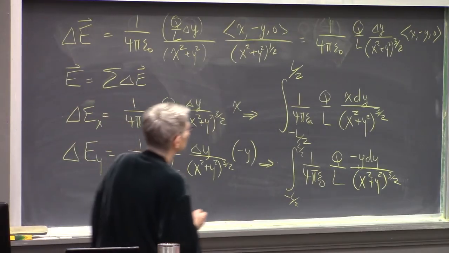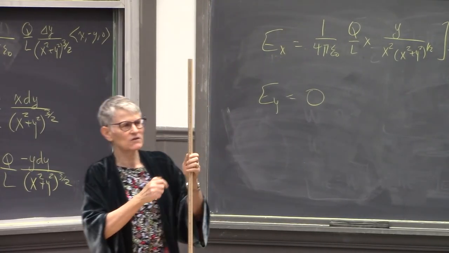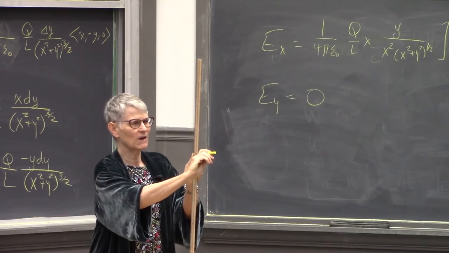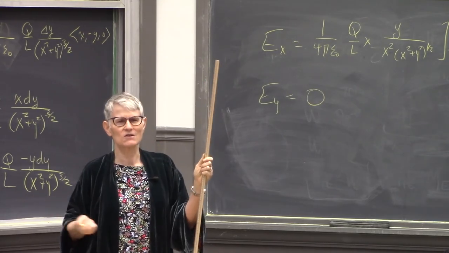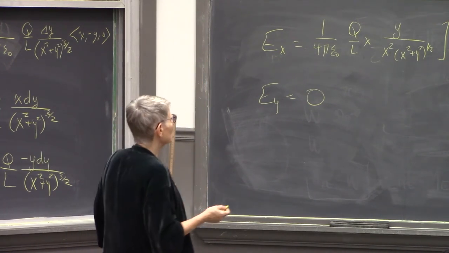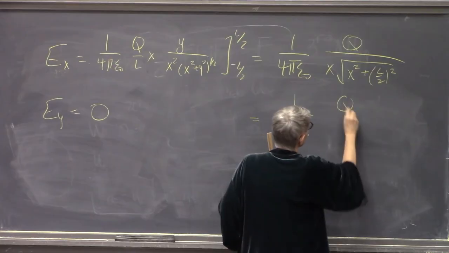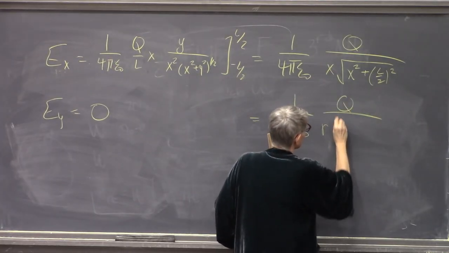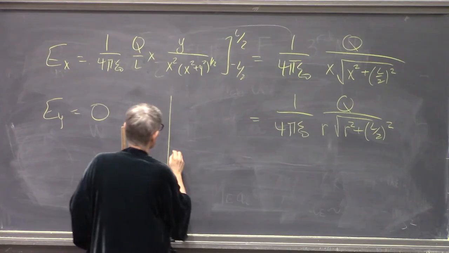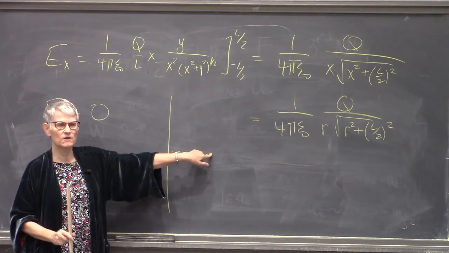So really, though, we saw from that VPython program that this field actually was cylindrically symmetric, right? So the electric field at this location had the same magnitude as that location. So x is sort of not the right variable here. We really want to be in cylindrical coordinates. So we'll write it as 1 over 4 pi epsilon 0 q over r times the square root of r squared plus L over 2 squared, where r is the distance from the center of the rod to the observation location.